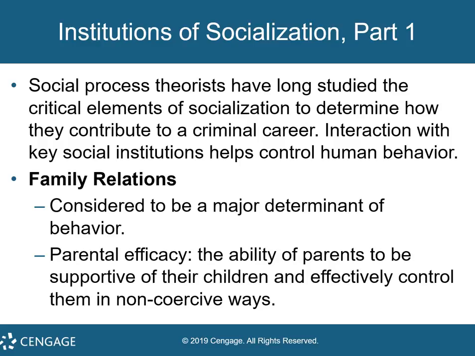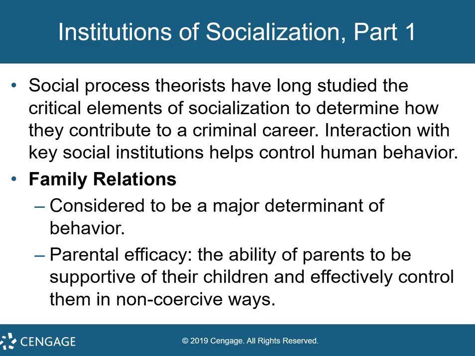So social process theorists have long studied the critical elements of socialization to determine how they contribute to a criminal career. Their view relies on the fact that interaction with key social institutions helps control human behavior. Prominent among these elements are individuals' family, peer group, schools, and church. So we'll start with the subcategory of social process theorists, and we'll look at family relations.